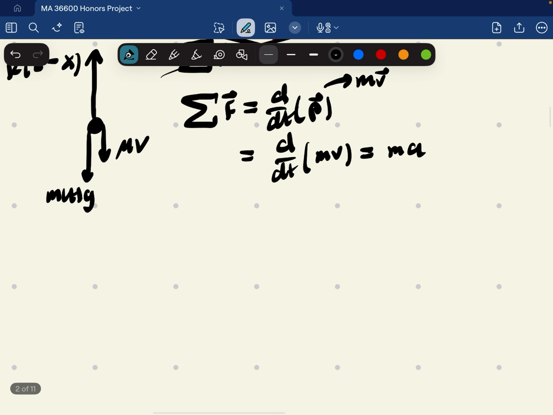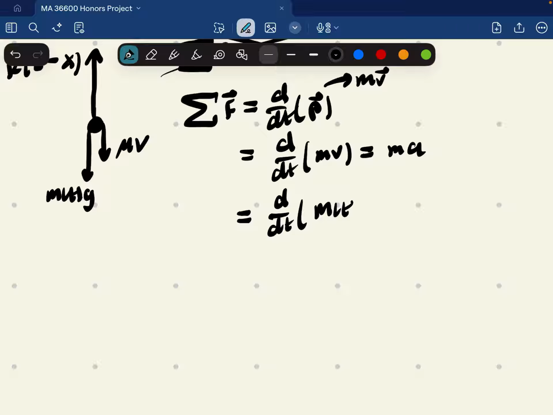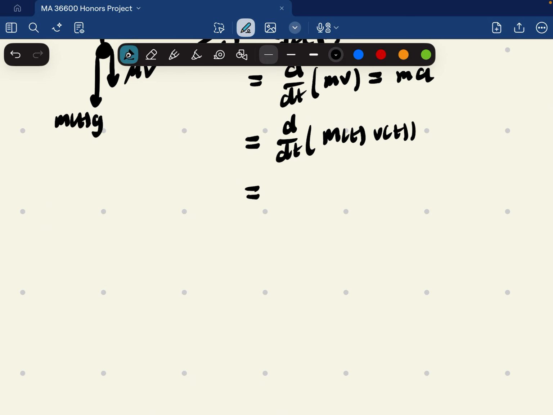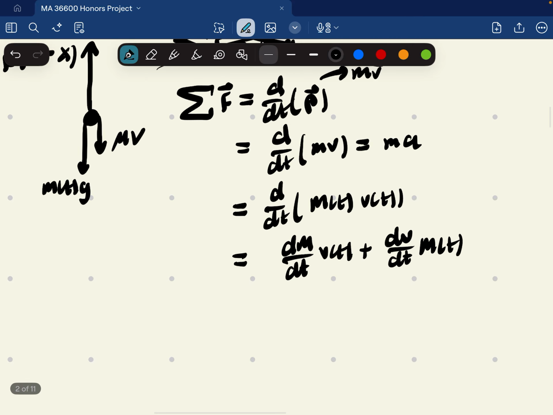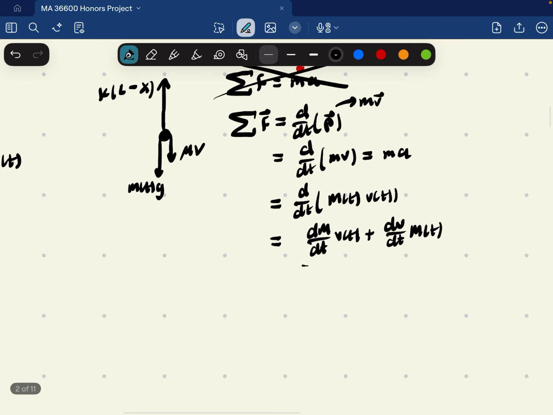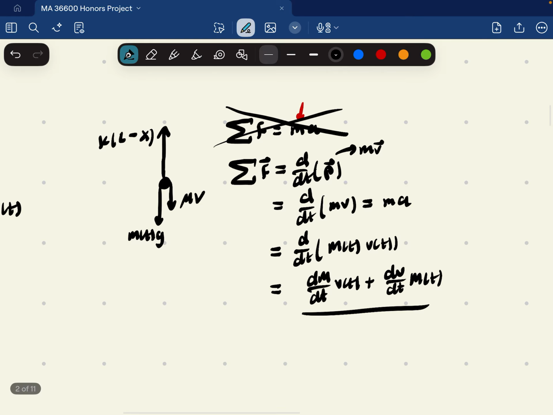But once again, mass is not constant in this case. So we are going to have instead the derivative of m(t) v(t), which means we have to use the product rule. So I have dm/dt times v(t), plus dv/dt times m(t). That's what we actually get instead, this slightly more complicated expression. This is just for the right-hand side, by the way. I haven't even done the sum of forces yet.